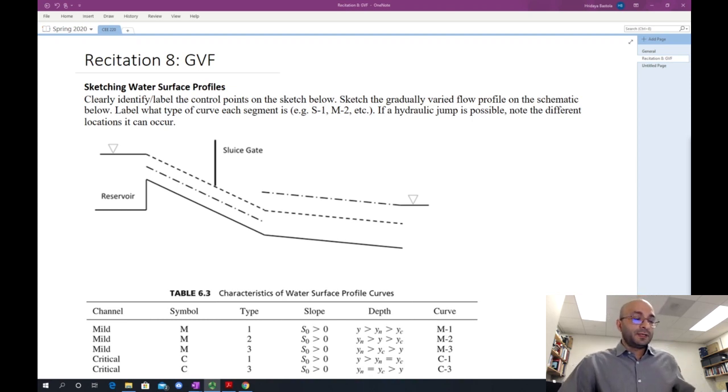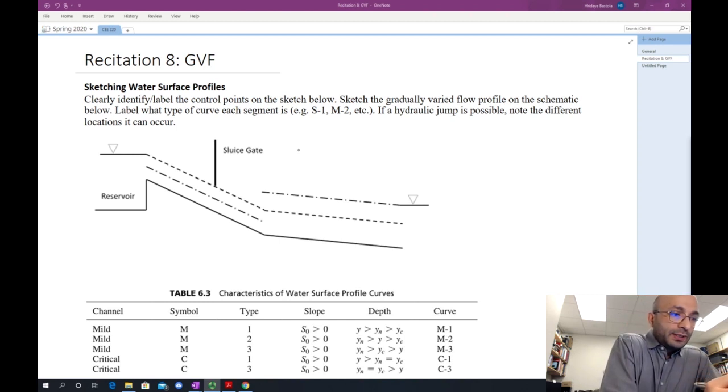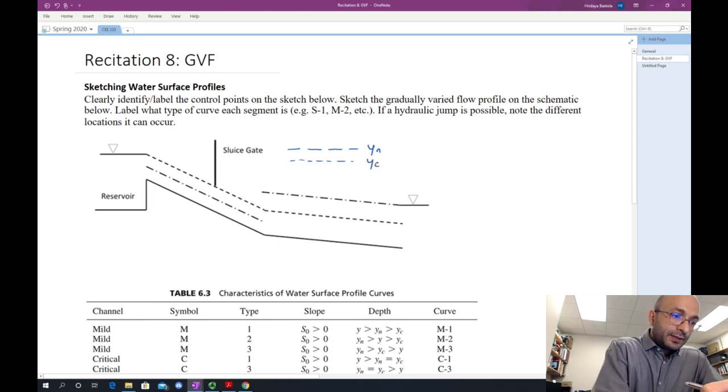So in this problem, there are a couple of lines. The line with larger dashes is your normal depth. The line with smaller dashes is your critical depth. So here this one is your normal depth and this one is your critical depth.